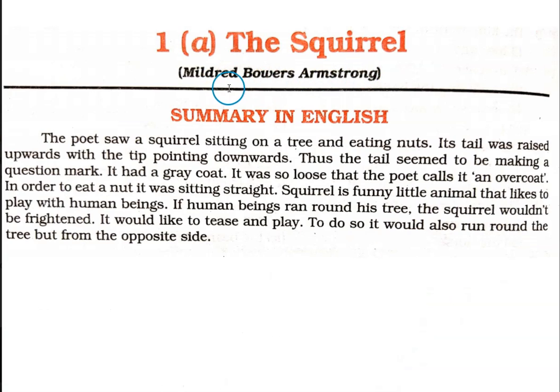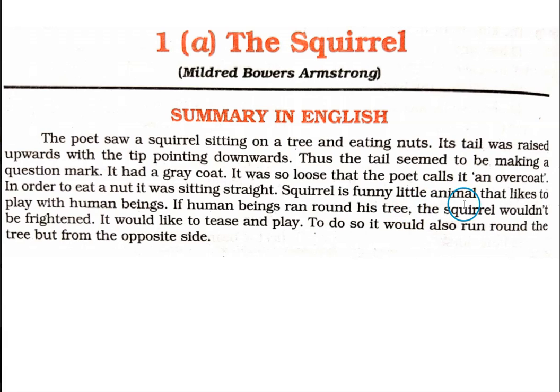The Squirrel by Mildred Armstrong. Firstly, we are going to do the summary. The poet saw a squirrel sitting on a tree and eating nuts. Its tail was raised upwards with the tip pointing downwards. Thus the tail seemed to be making a question mark. It had a grey coat. It was so loose that the poet calls it an overcoat. In order to eat a nut, it was sitting straight.